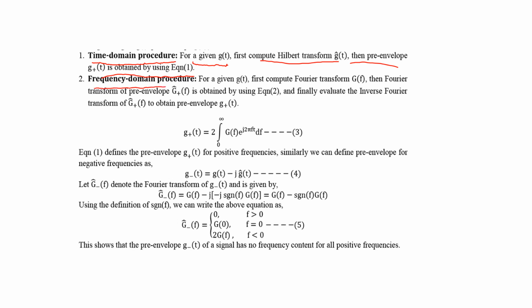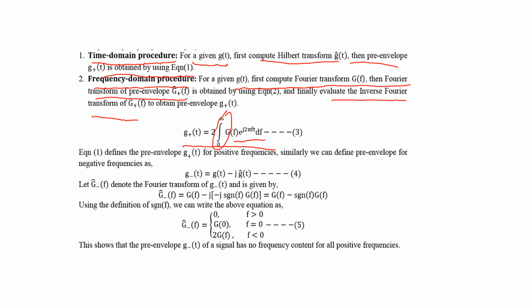The frequency domain procedure: for a given g of t, first compute G of f, then the Fourier transform of the pre-envelope g plus of f is obtained using equation 2, and finally evaluate the inverse transform of g plus of f. So what is g plus of t? In terms of the time domain, it becomes 2 times the integral from 0 to infinity, because we need to consider only the positive side, of G of f e to the power of j 2 pi f t df.